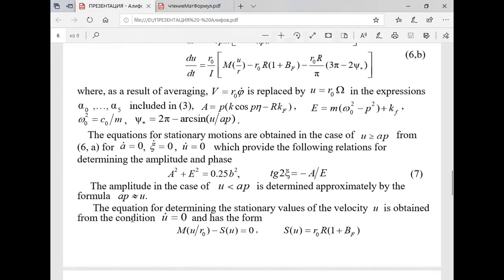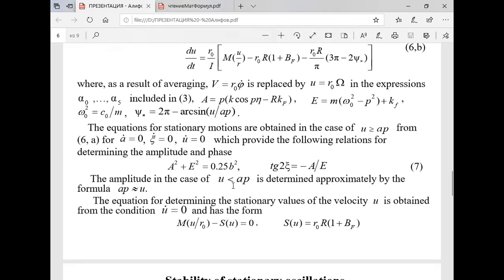The amplitude in the case of u less than AP is determined approximately by the formula AP is equal u. The equation for determining the stationary values of the velocity u is obtained from the condition u dot is equal to 0 and has the next form. We can see the form of the equation.